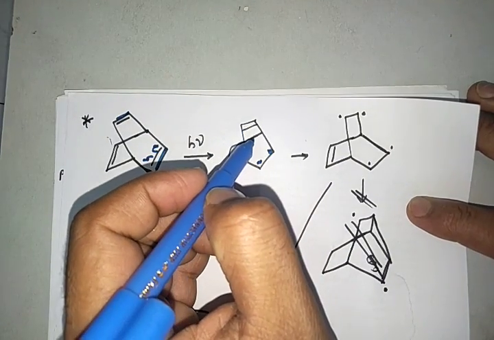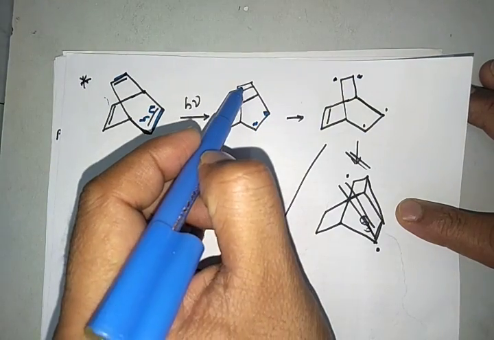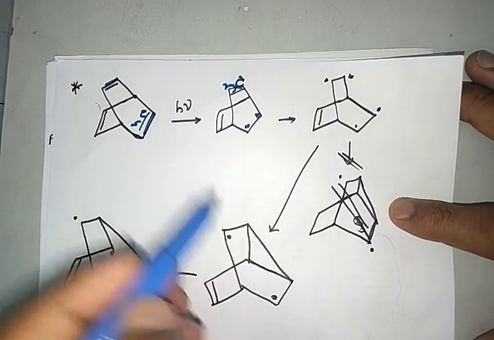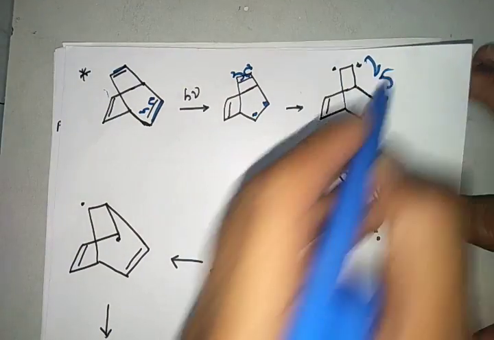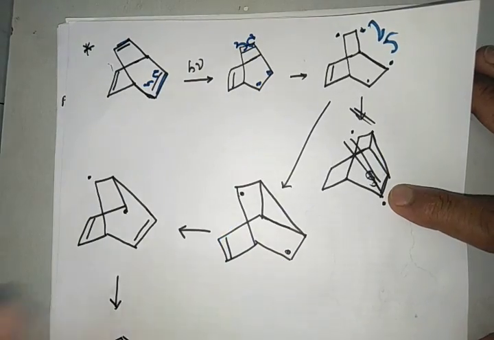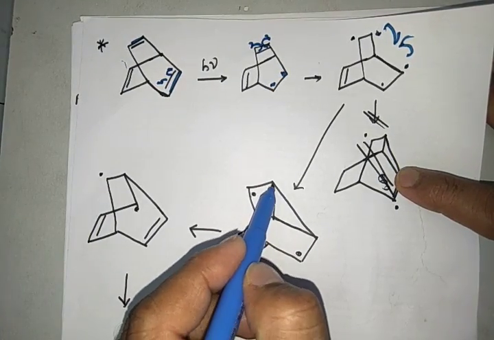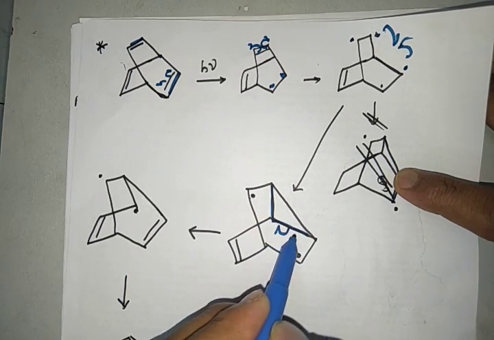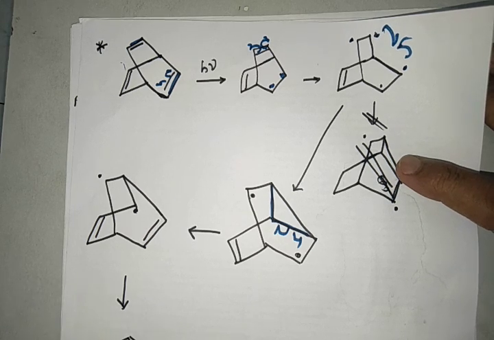This bond will undergo irradiation, and there is a formation of this after the breakage. Now this bond will form a cyclopropane ring, and this radical remains as it is. Once it is formed, one of these two bonds undergoes breakage.